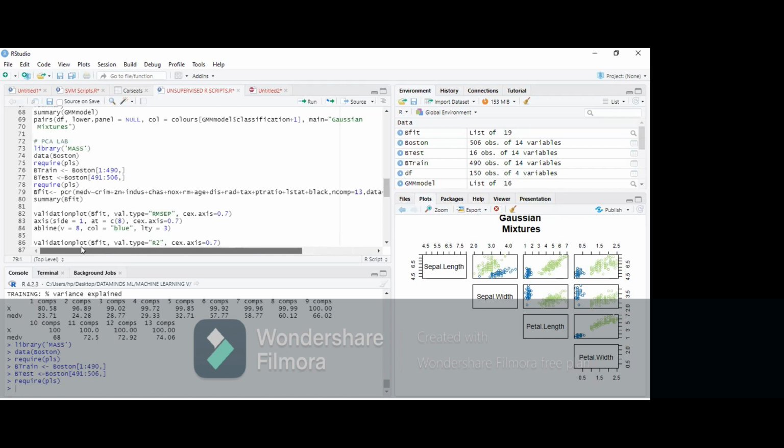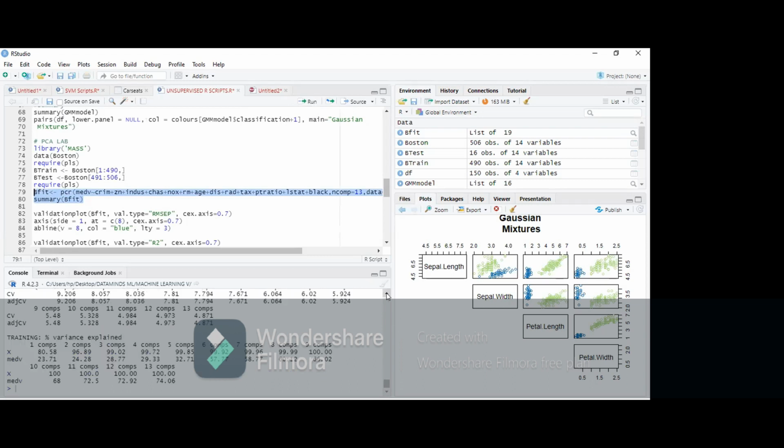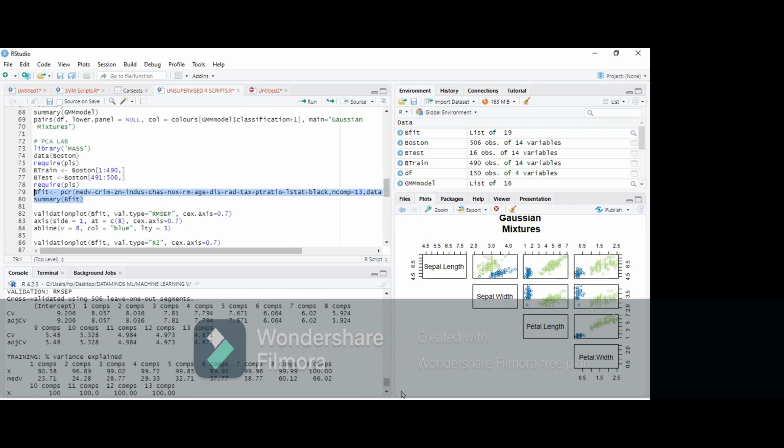You leave one out for testing, then the remaining for training. So the summary of the fit gives us the resulting components. This is what we have. Now, looking at what we have here, we have the CV. You can see it says cross-validation using 506 leave-out.